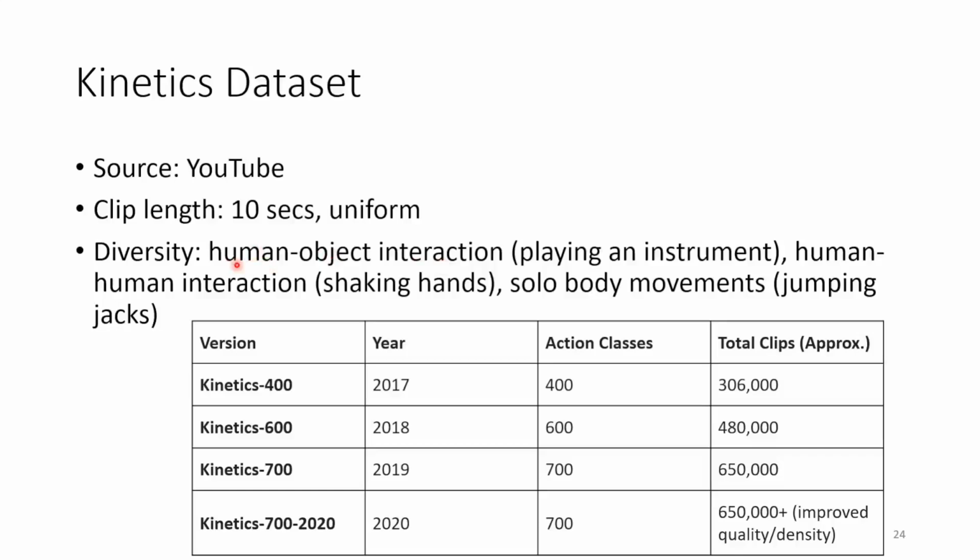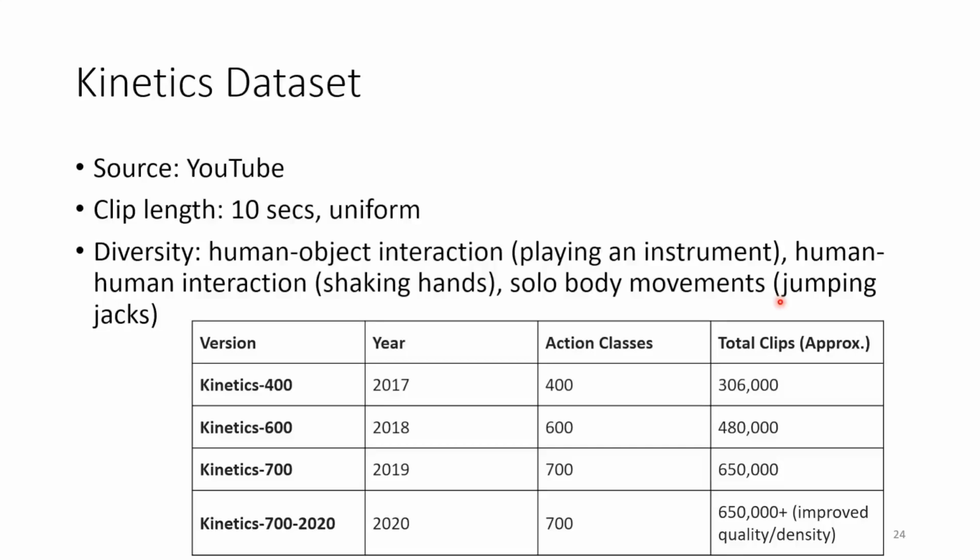You know, THUMOS 14 is all sports activity, right? But here you have human-object interaction, like playing an instrument, or human-human interaction, like shaking hands, or whole body movement, or jumping jacks, etc. So they observed the limitations of THUMOS and ActivityNet 1.3 and proposed this dataset.